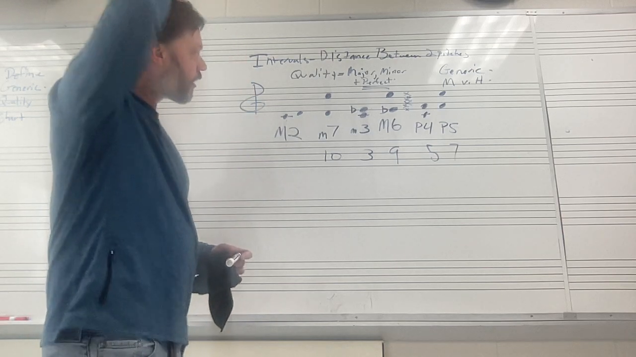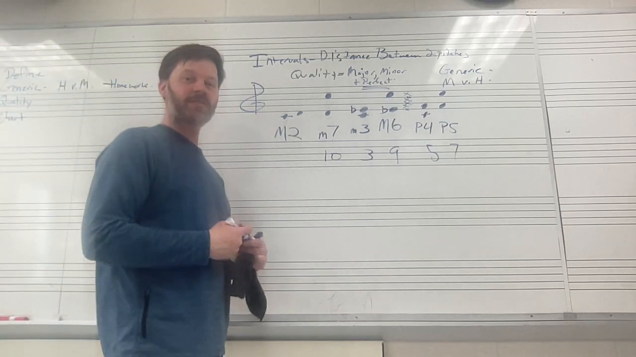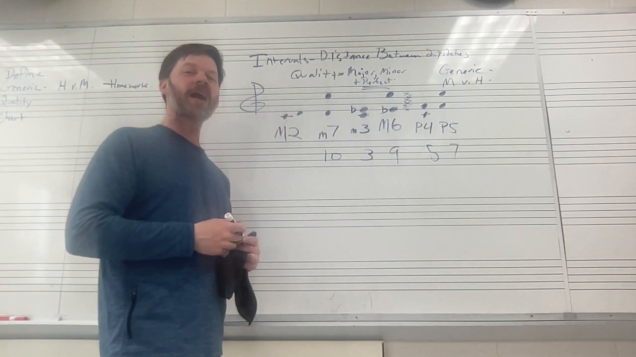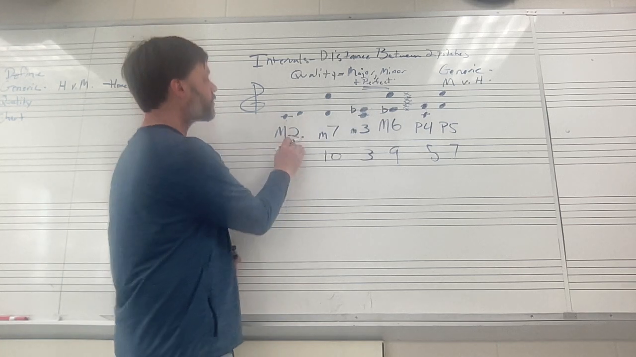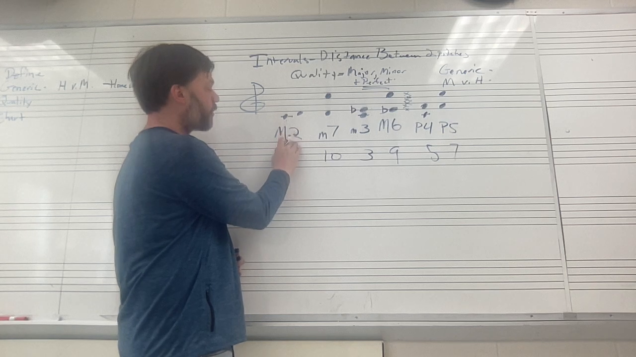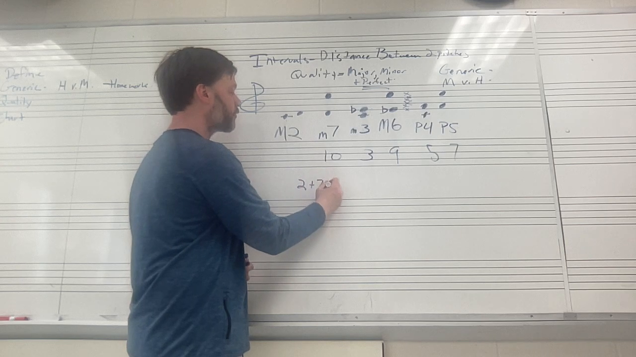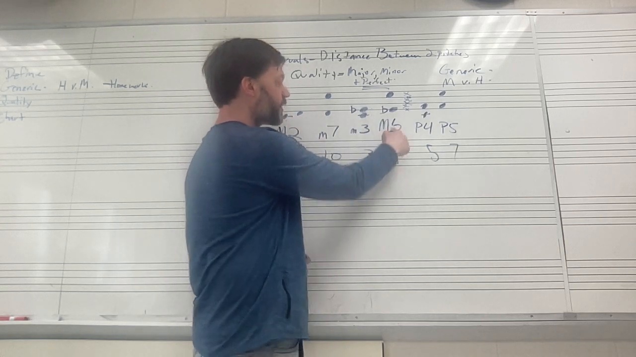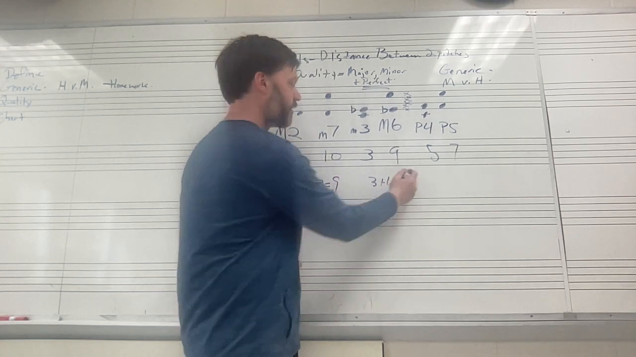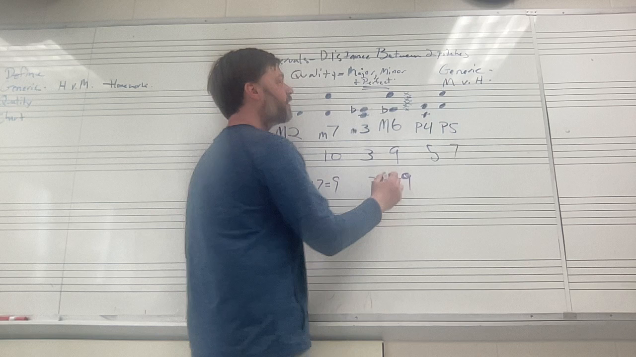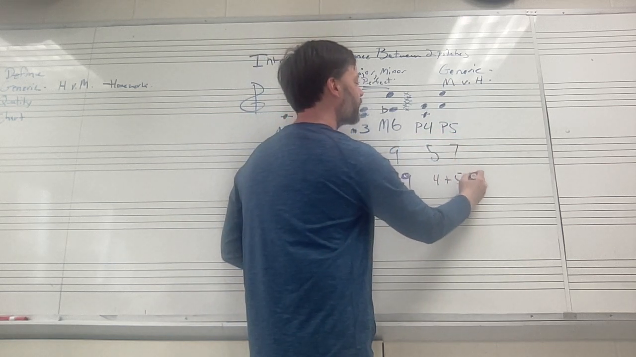Okay? All right, so I don't know if you've noticed a pattern here, but the way to invert intervals in your mind quickly is this little trick. If you've noticed, when I inverted my second to my seventh, it adds up to 9. 2 plus 7 equals 9. 3 plus 6 equals 9. Can you see that on there? I hope so. 9. And then 4 plus 5 equals 9.